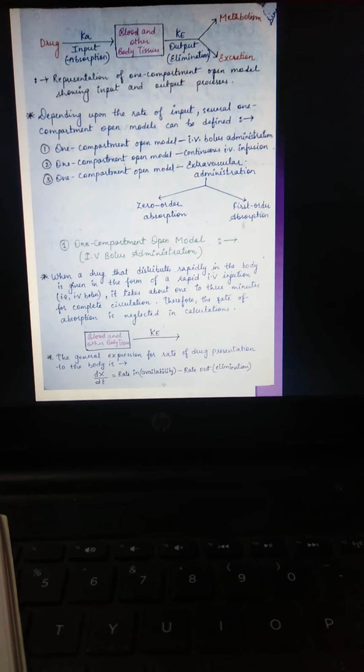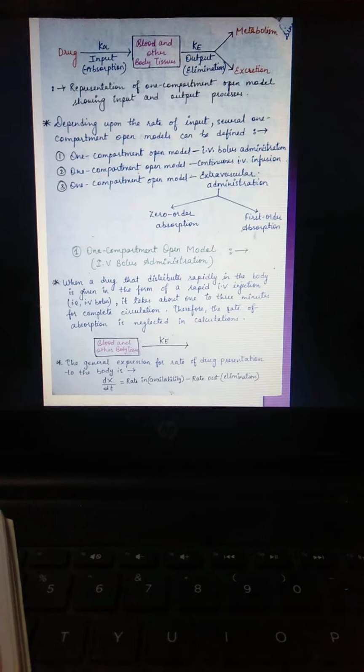So an extravascular route can be zero order absorption or first order absorption. What is zero order absorption? When a constant amount of the drug is eliminated per unit time, it is called zero order absorption. And when a constant proportion of the drug is eliminated from the body per unit time, it is called first order absorption. Proportion is a different thing and amount is a different thing.